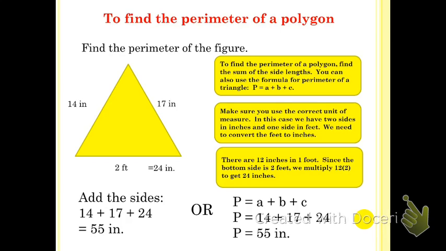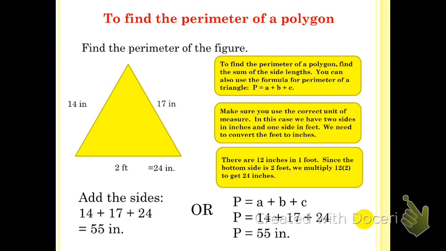Find the perimeter of the figure. To find the perimeter of a polygon, find the sum of the side lengths. You can also use the formula for a perimeter of a triangle: P equals A plus B plus C, where A, B, and C are the lengths of the sides.